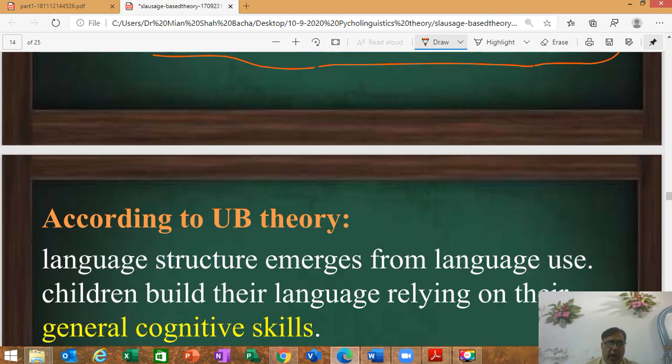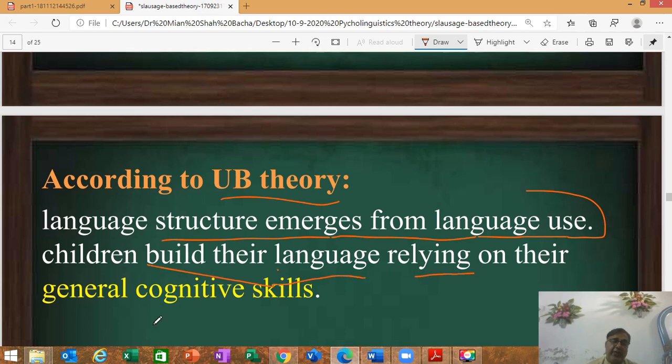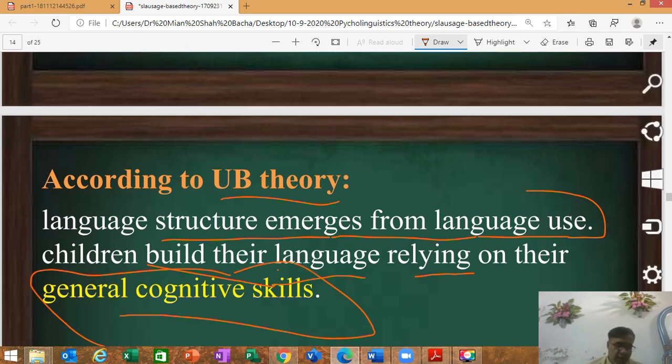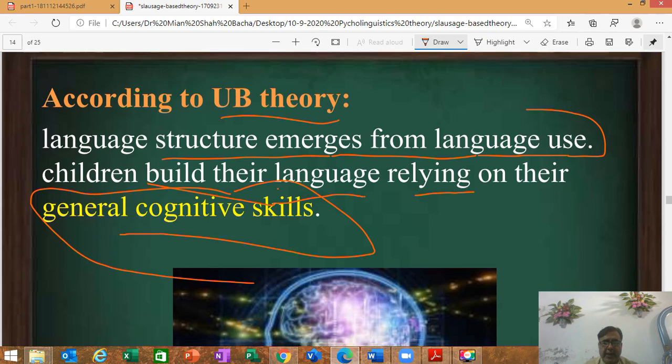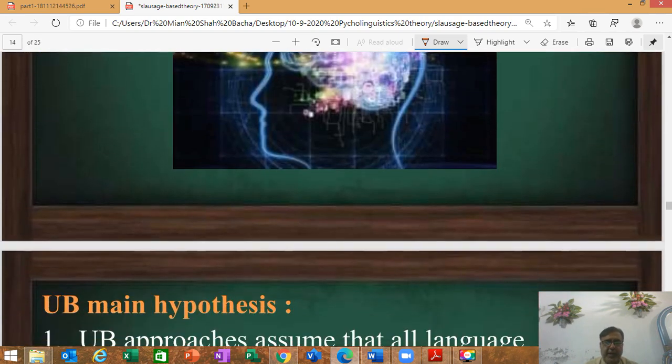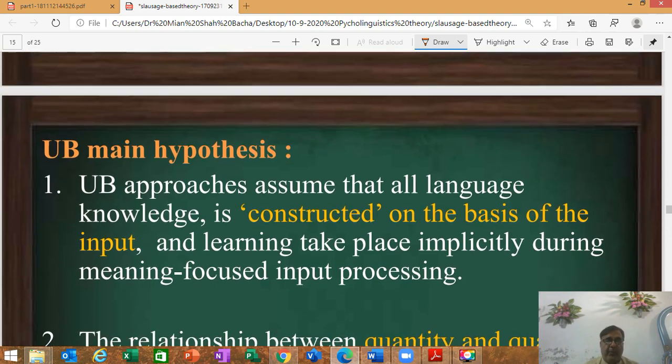According to UB theory, language structure emerges from language use. Children build their language, this is very clear, relying on their general cognitive skills. Mostly they just pick them up; their cognitive skills are very important here. This is the human mind. Now we move on to the UB main hypothesis.